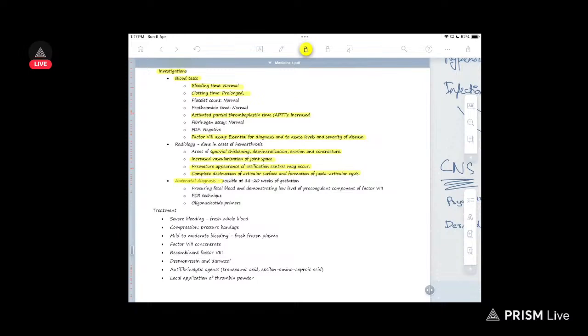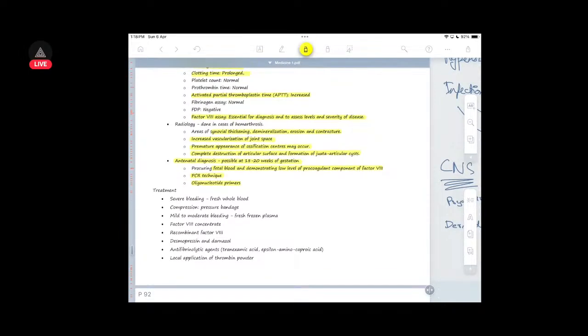Then you have antenatal diagnosis. It's possible at 18 to 20 weeks of gestation. Fetal blood and demonstration of low procoagulant component of factor 8. PCR technique, you have oligonucleotide primers.